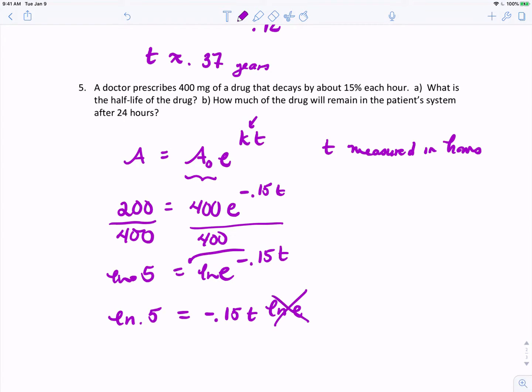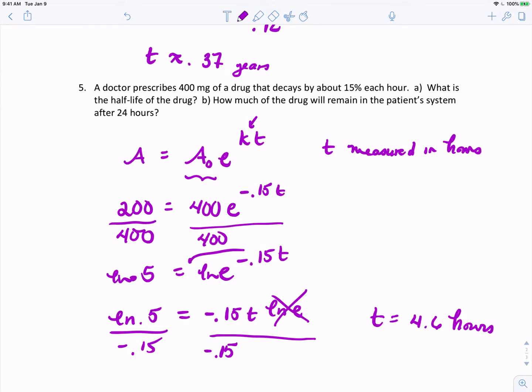We know that the natural log of e is equal to 1, so all that we have to do is divide both sides by negative 0.15. And if we do that, we'll find out the half-life of this drug. So the natural log of 0.5 divided by negative 0.15 gives us a value of about 4.6. And remember, this is being measured in hours.